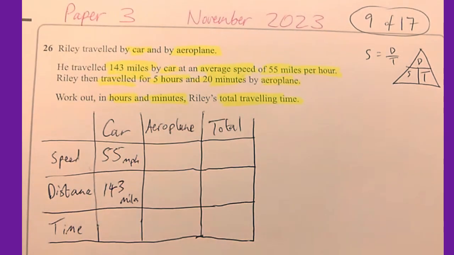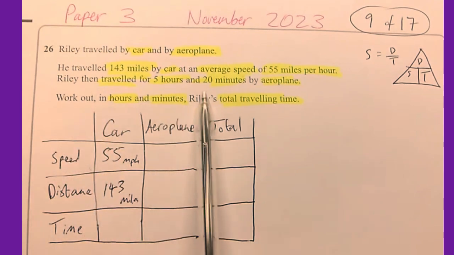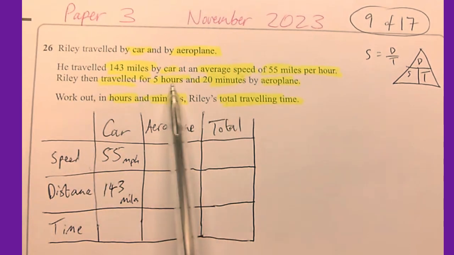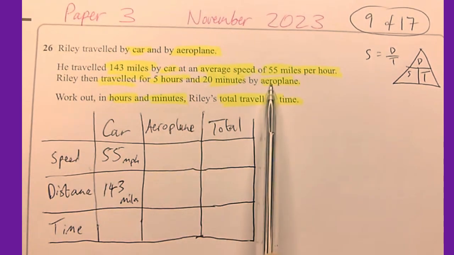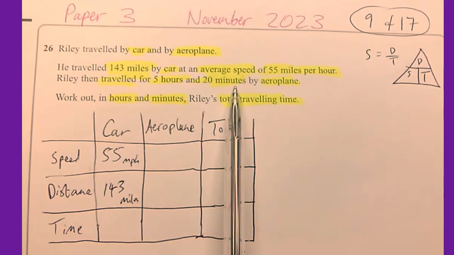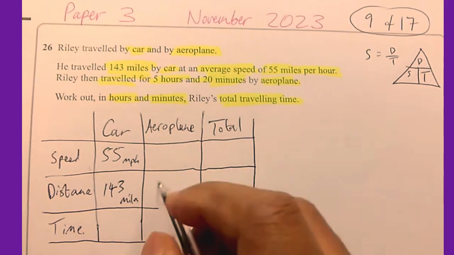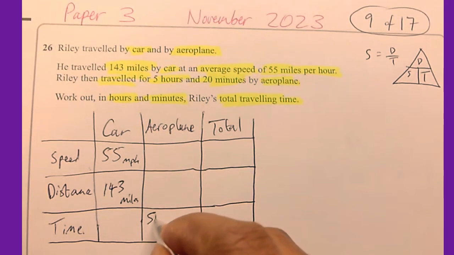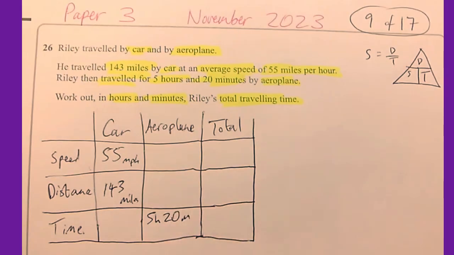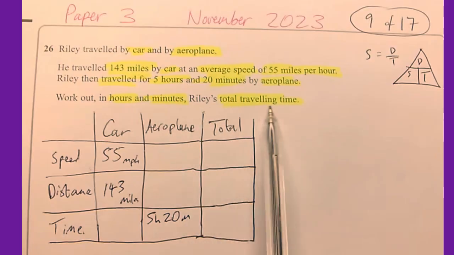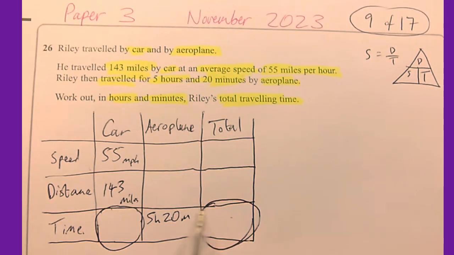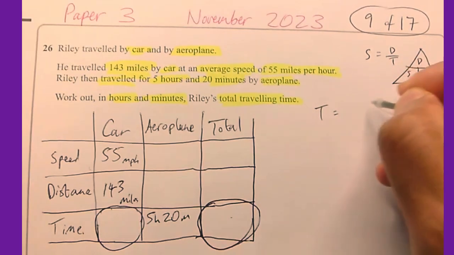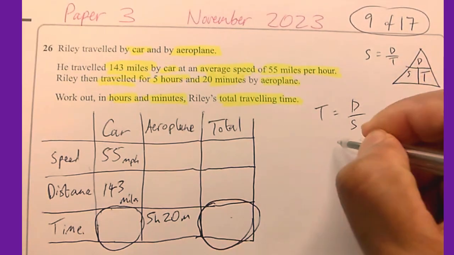miles per hour. Right, he then traveled for 5 hours and 20 minutes. So you can see there's different units here. 5 hours by aeroplane. So that is time. Aeroplane and time is 5 hours and 20 minutes. Work out in hours and minutes Riley's total traveling time. So time, so if I cover time, my formula is distance divided by speed. So time equals distance divided by speed.